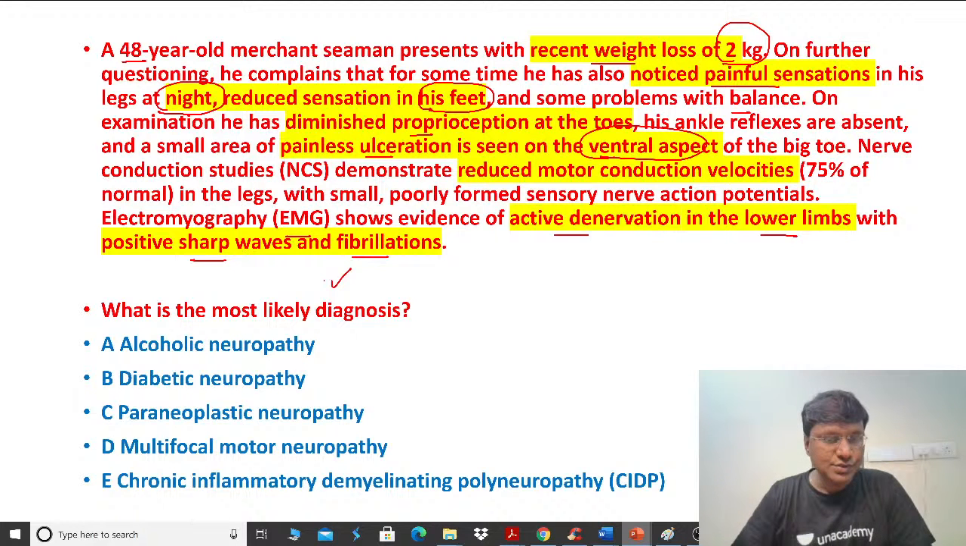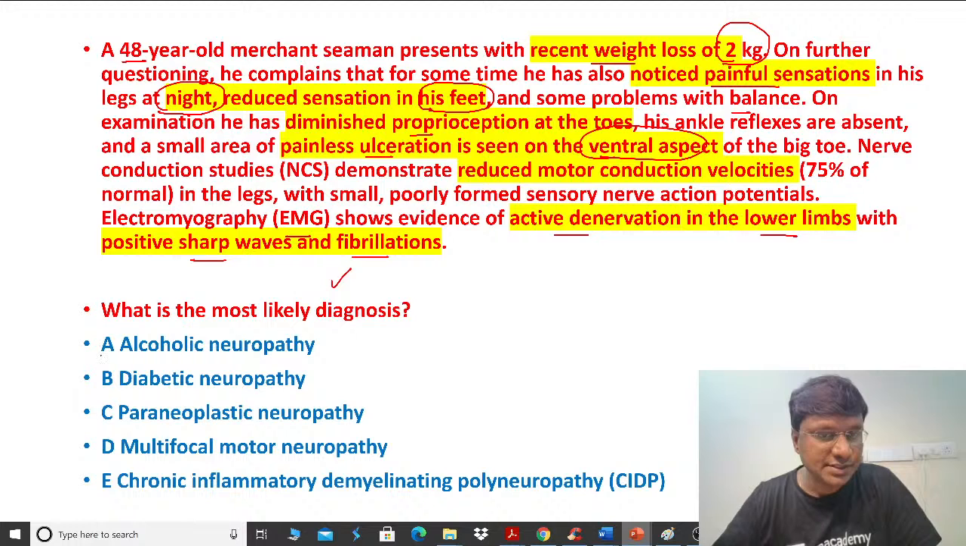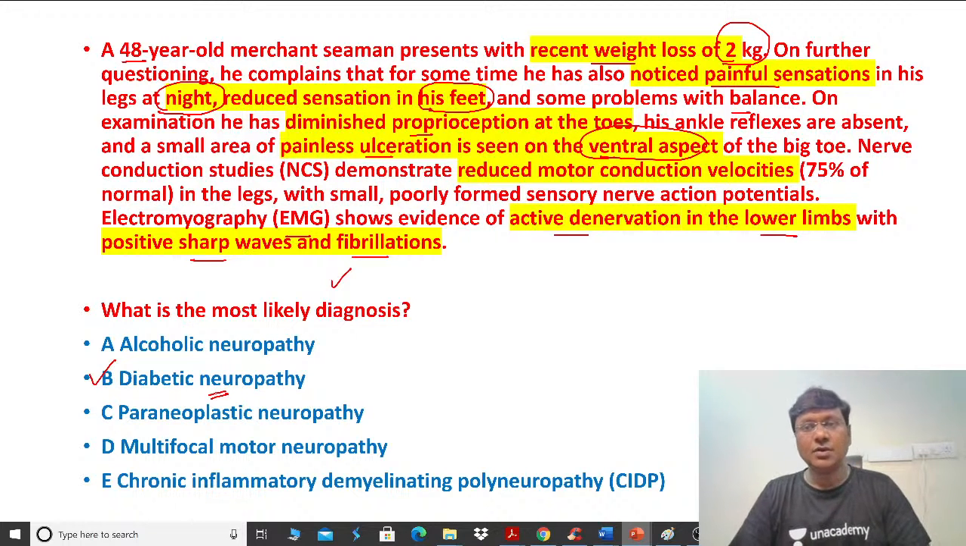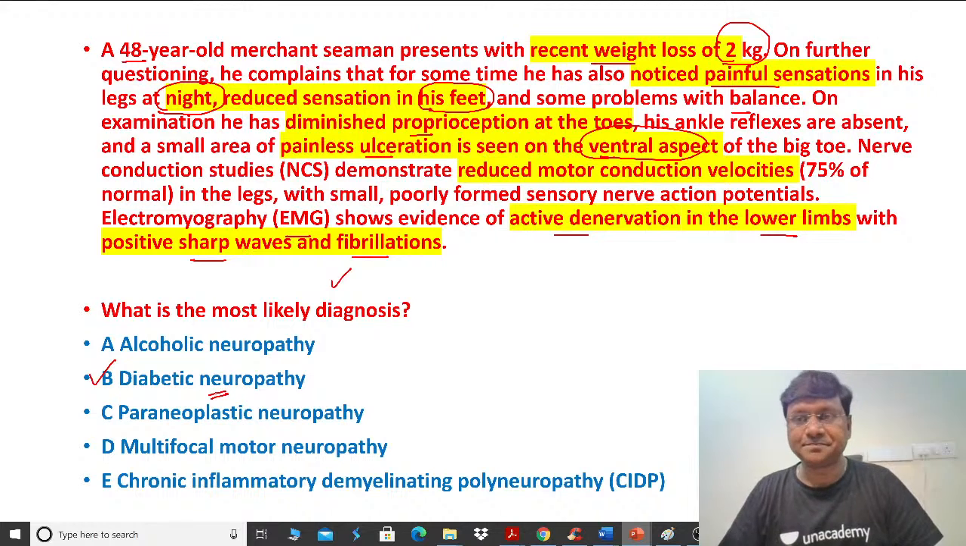Right, so the most likely diagnosis in this clinical scenario is diabetic neuropathy. Now, how do you come to a conclusion that it is diabetic neuropathy? We will take it one by one. All of you who have answered D, that is diabetic neuropathy, it is correct.